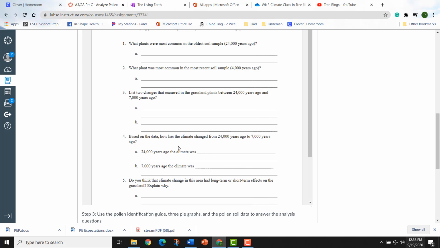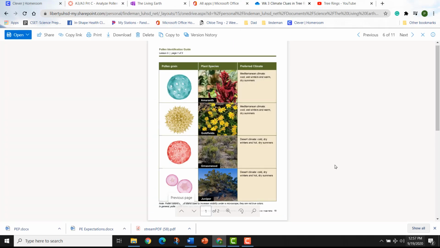How has your climate changed from 24,000 years ago to 7,000 years ago? So what we have to do is look at the data. If I remember right, junipers and greasewood were very common about 24,000 years ago, and goldfields not so much. And then at 4,000 years ago, the goldfields had really taken off and the greasewood and junipers had diminished. At 7,000 years ago, that's where they're asking us to look, what is the difference or what has changed? That change started being seen around 7,000 years ago.